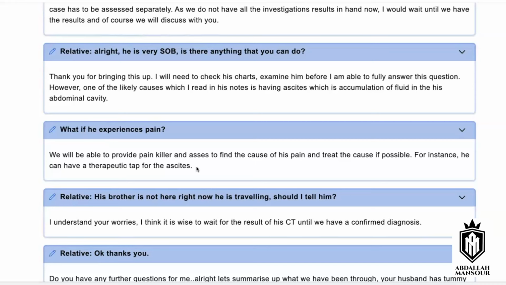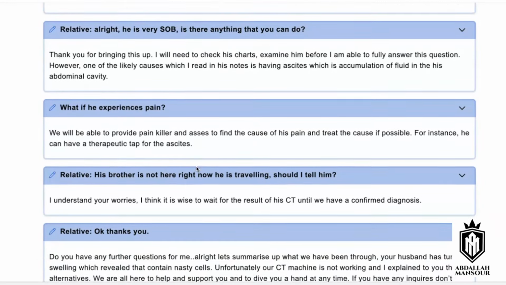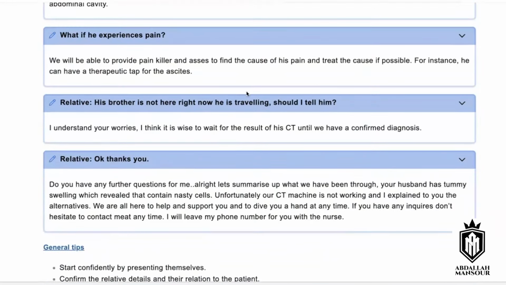So you need to say, well, I haven't seen the patient yet. I would like to go and examine him and find out what is the cause. However, my impression is that it could be the fluid accumulation in the stomach causing pressure in the lung. A therapeutic tap can be considered, which is aspirating some of the fluid in the abdomen to relieve the shortness of breath. All right.